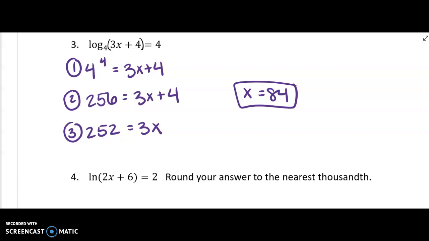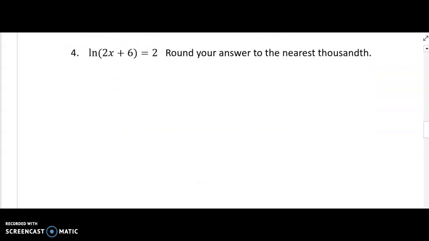Okay, so if you got that, good job. If you didn't, go back and fix your work. Okay, now let's look at the next one. So you might be a little bit scared about this one, but I promise you it's not going to be that bad. This is the only time where you're going to get ugly numbers just because of e.